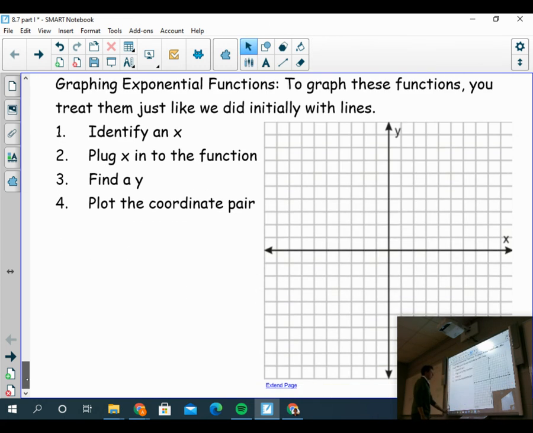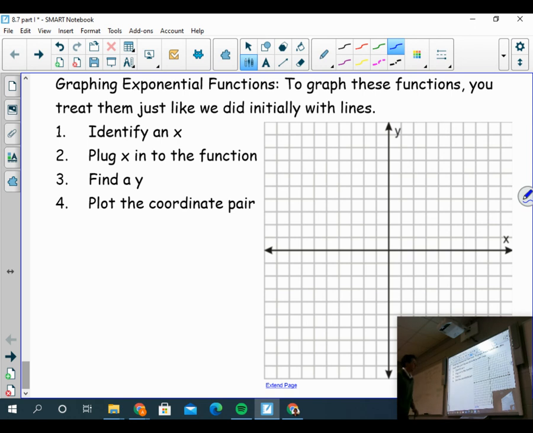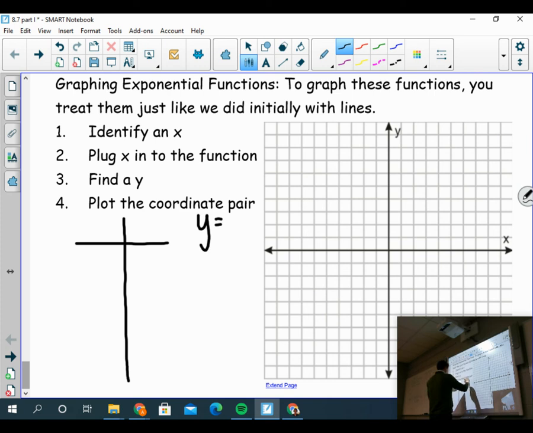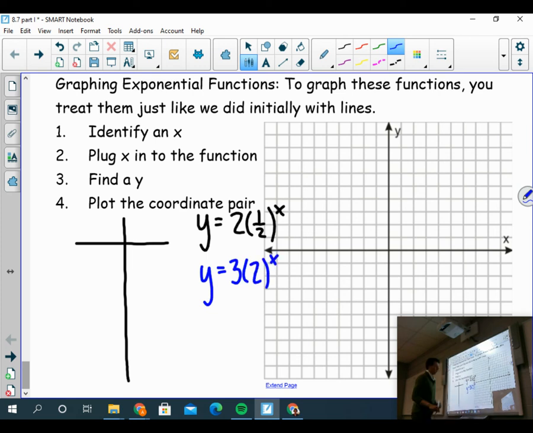So let's move on from there and look at one more graphing example. I believe we covered one graphing example in the previous video. Let's cover another example here just to make sure we're shored up on it. Again, remember to graph exponential functions. Let's say we're graphing y equals 2 times 1/2 to the x. Yesterday, I think we graphed y equals 3 times 2 to the x, which we'll address here in a little bit.